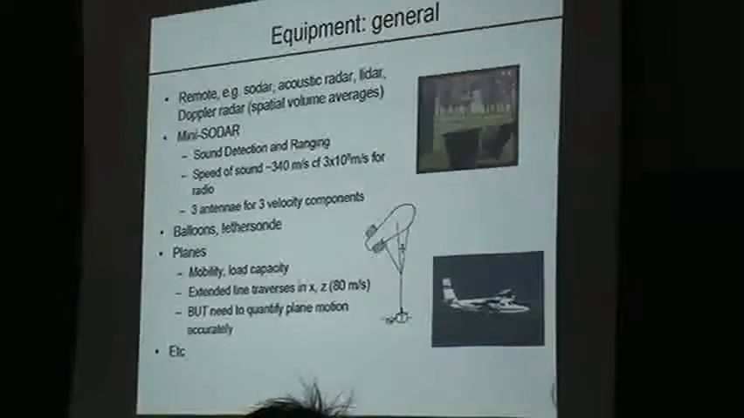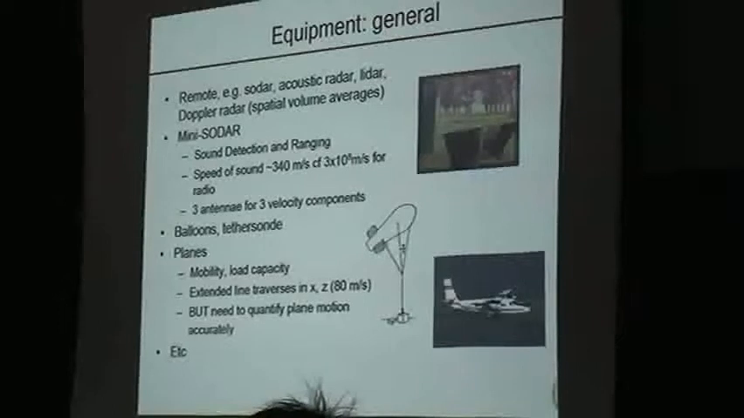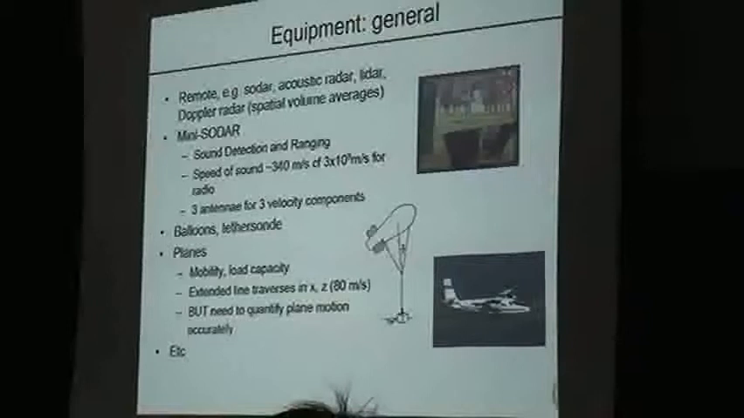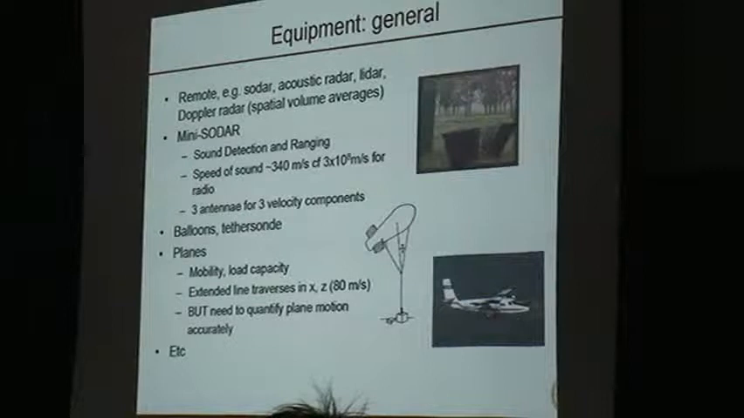If we focus on SODAR at the moment, SODAR stands for sound detection and ranging. The speed of sound, as you know, at ground conditions is of the order of 340 meters per second. And if you have 3 antennae, you can get 3 velocity components wherever you're sounding up to. Another way to get up to the edge of the boundary layer is simply to float something up there. So you can use balloons, you can use tethersondes. A tethersonde is just a balloon that is lifted and tethered to the ground.